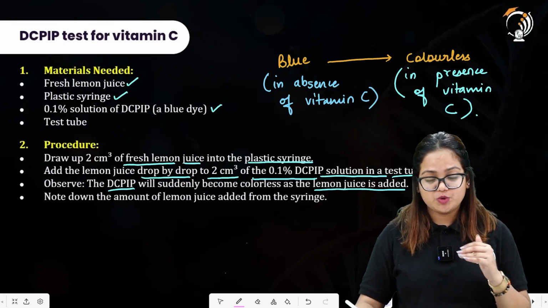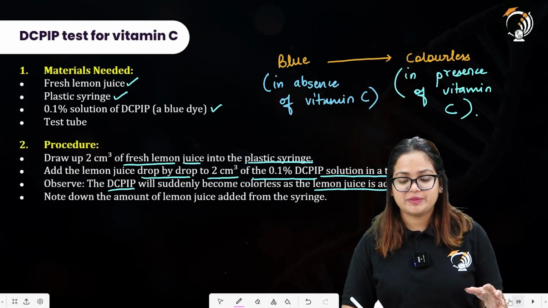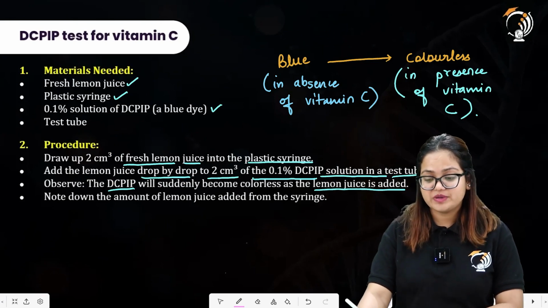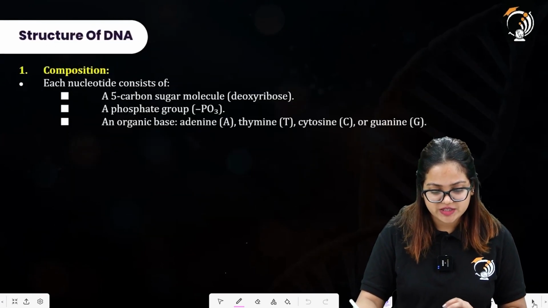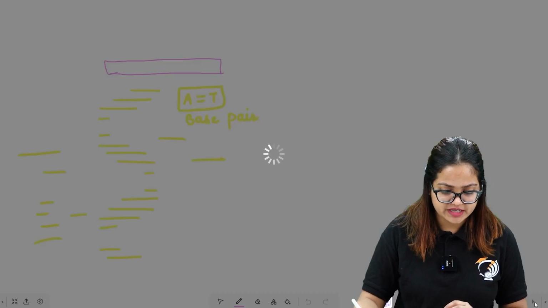Alright, so blue color represents the absence of vitamin C and colorless is representing the presence of vitamin C. Now moving further with our next question. Let's see what our next question says here.